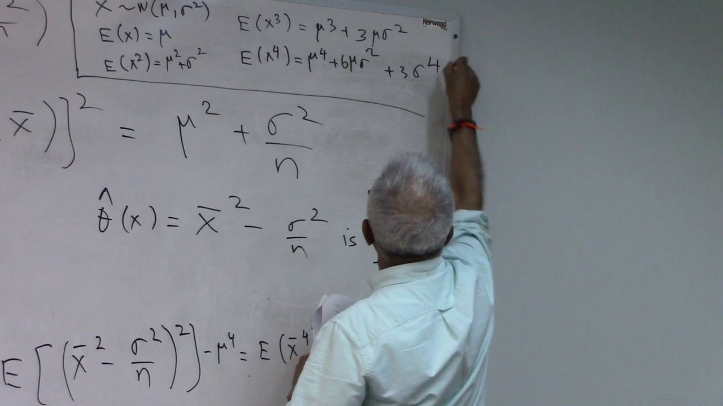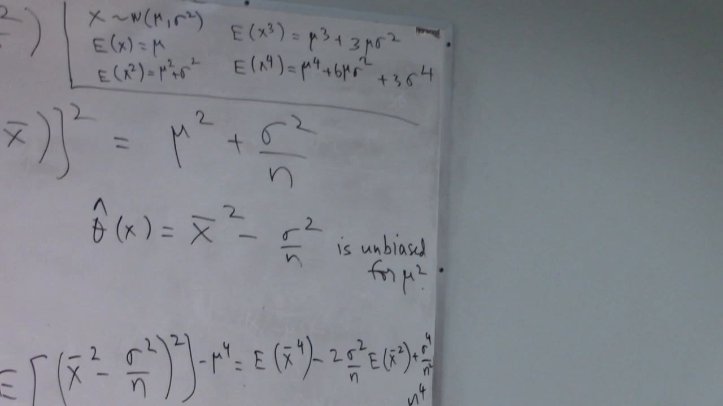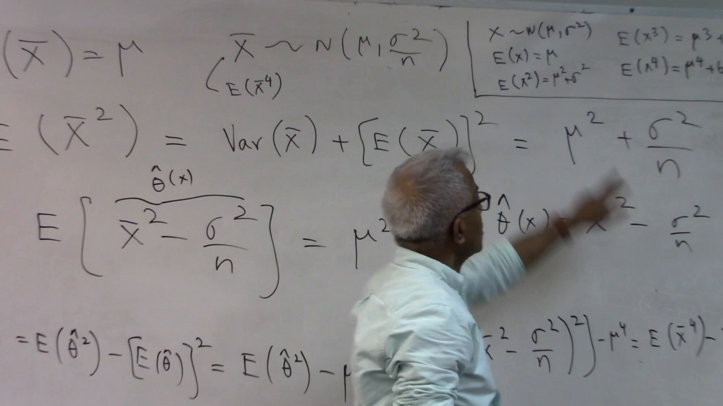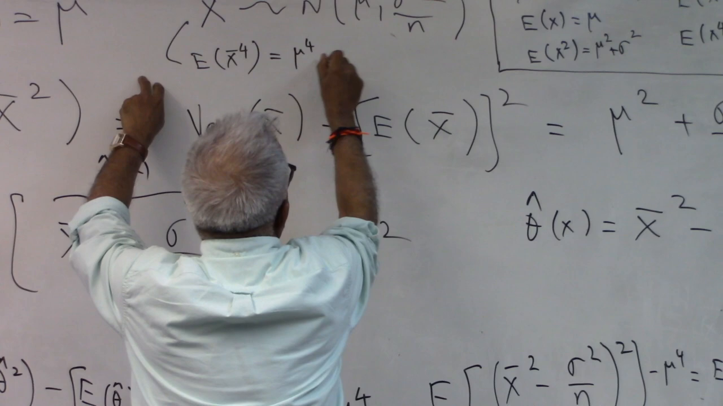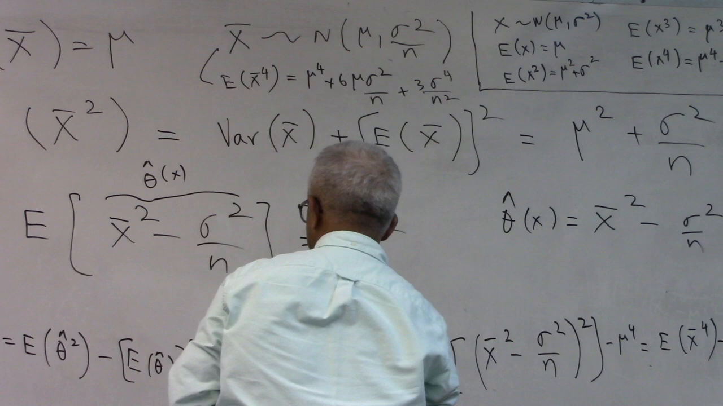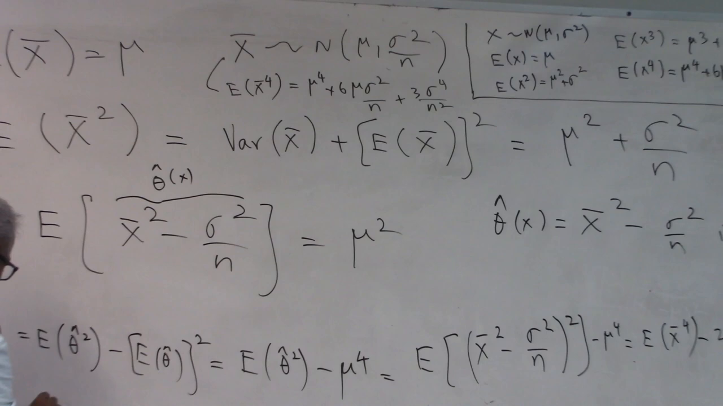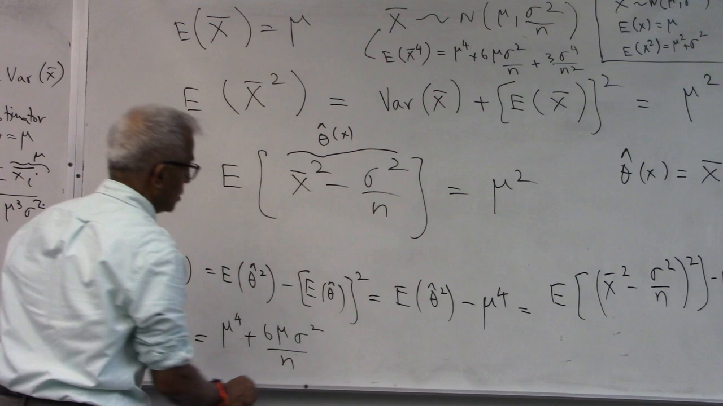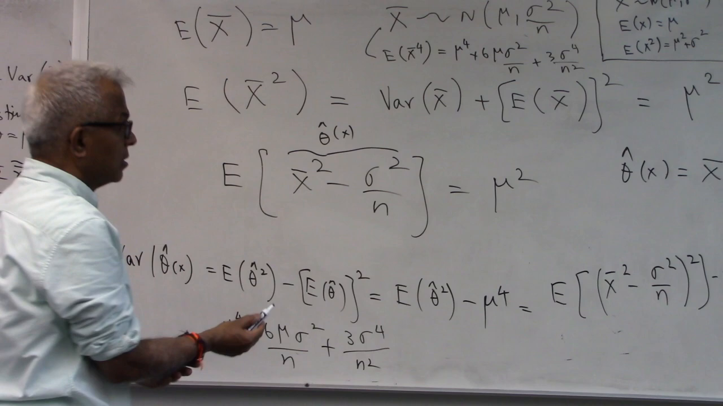So we only need the fourth one, except that in our case, remember, we are dealing with x bar. So we get here the expected value of x bar to the fourth. This is what we want here. From there, it will be mu 4 plus 6 mu squared sigma squared over n plus 3 sigma 4 over n squared. So let me substitute that and see what happens. So that's going to be mu 4 plus 6 mu squared sigma squared over n plus 3 sigma 4 over n squared minus 2 sigma 4 over n.